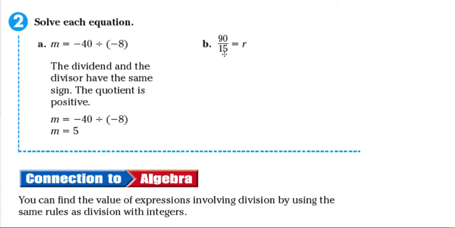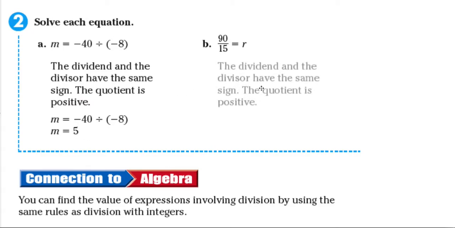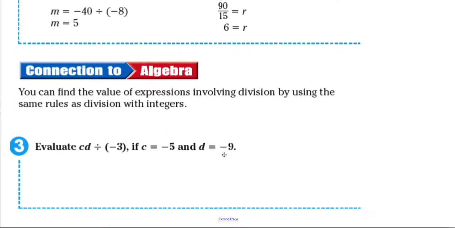You have 90 over 15. Both the dividend and the divisor are positive, they have the same sign. Obviously the quotient is positive, which will give you 6. Okay, let's connect this to algebra. You can find the value of expressions involving division by using the same rules as division with integers.